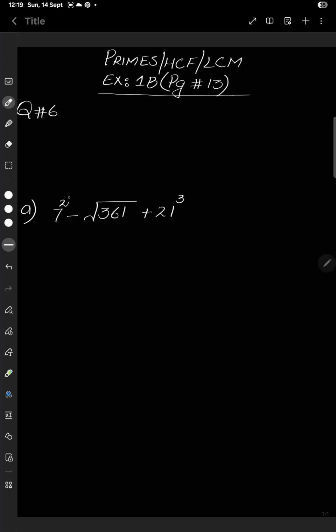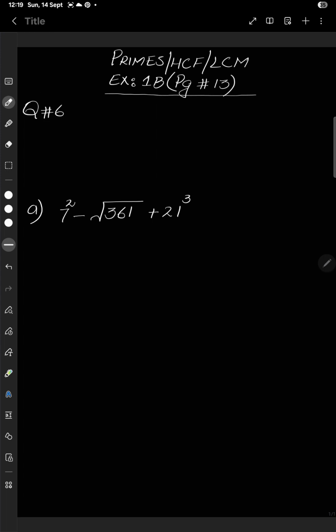This is 7 square minus square root 361 plus 21 cube. This question is so easy. We all know 7 square means multiplying 7 two times, right? So it will be 49. 7 square answer is 49, right? So minus will come down as it is. Now we will take the square root of 361.